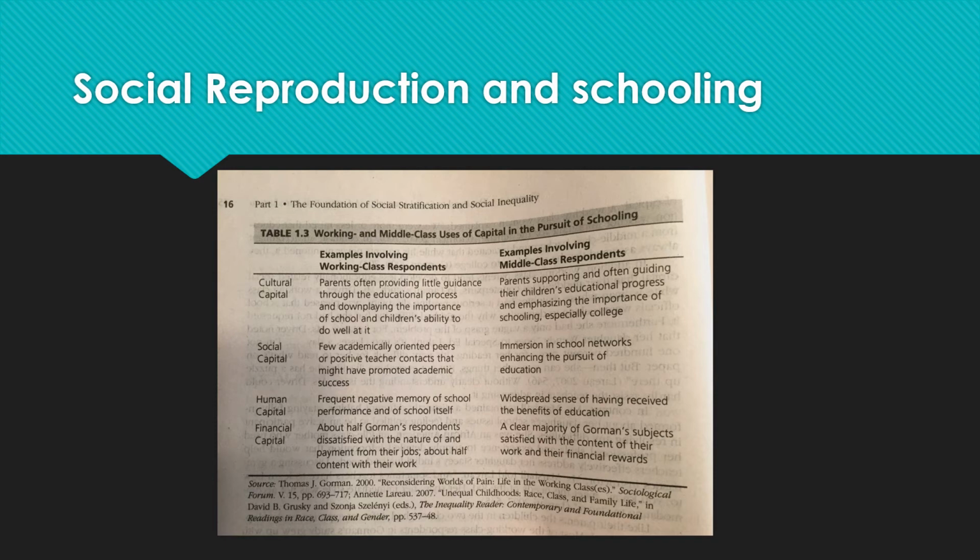And then financial capital, for the working class, about half of the respondents were dissatisfied with the nature of and payment from their jobs, and about half were content with their work. So it's kind of the financial capital at the bottom. Do you think maybe if they would have been pushed more positively from the cultural, social, and human capital, that the financial capital would be much more positive? Not sure. And then for the middle class, a clear majority of Gorman's subjects were satisfied with the content of their work and the financial rewards that they've received from all of the capital examples above.